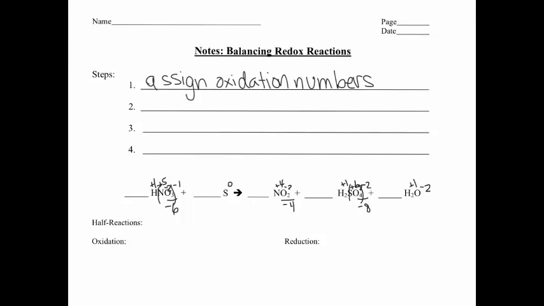The next thing we're going to do is we're going to look at those oxidation numbers to determine which elements gained and which element lost. Again, not something new. You've had to do that in order to write half reactions anyway.